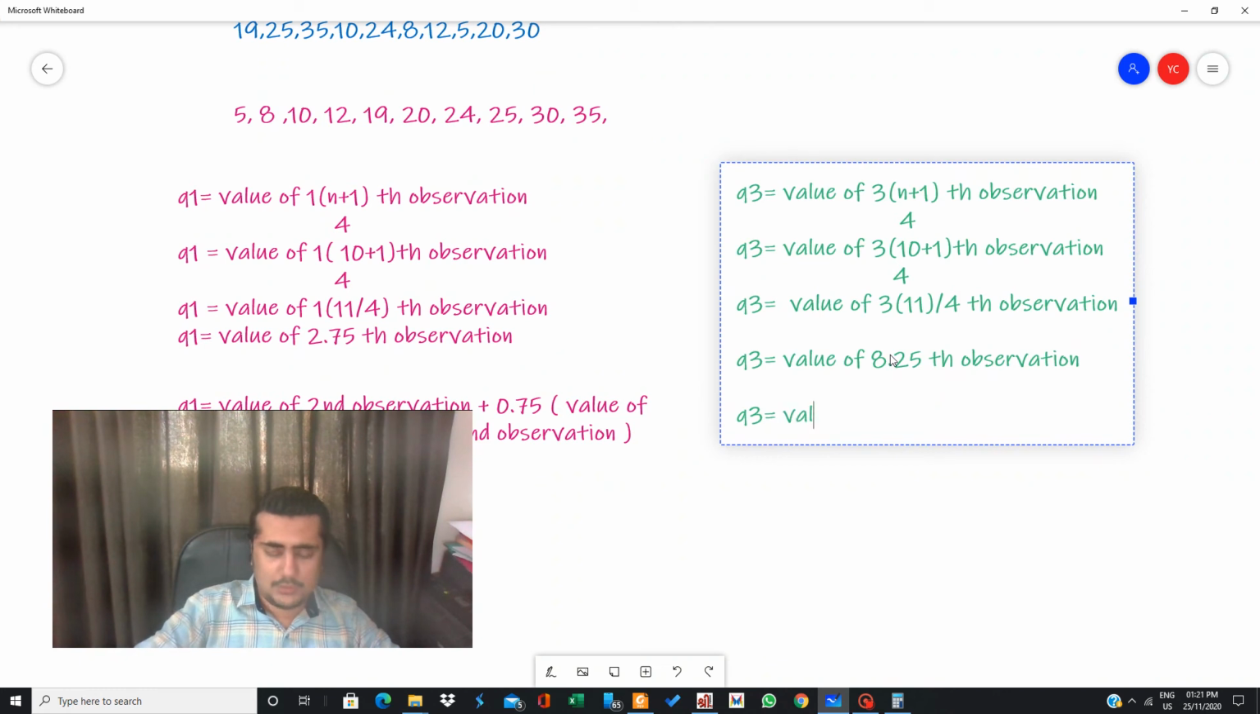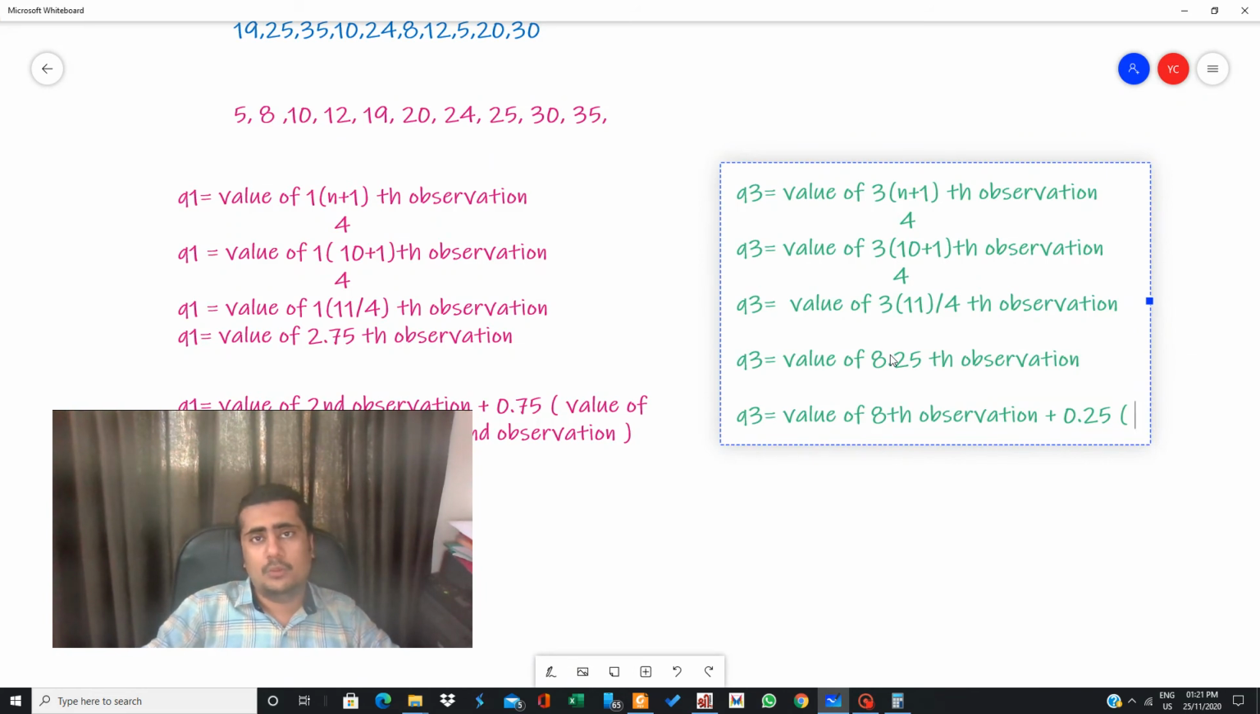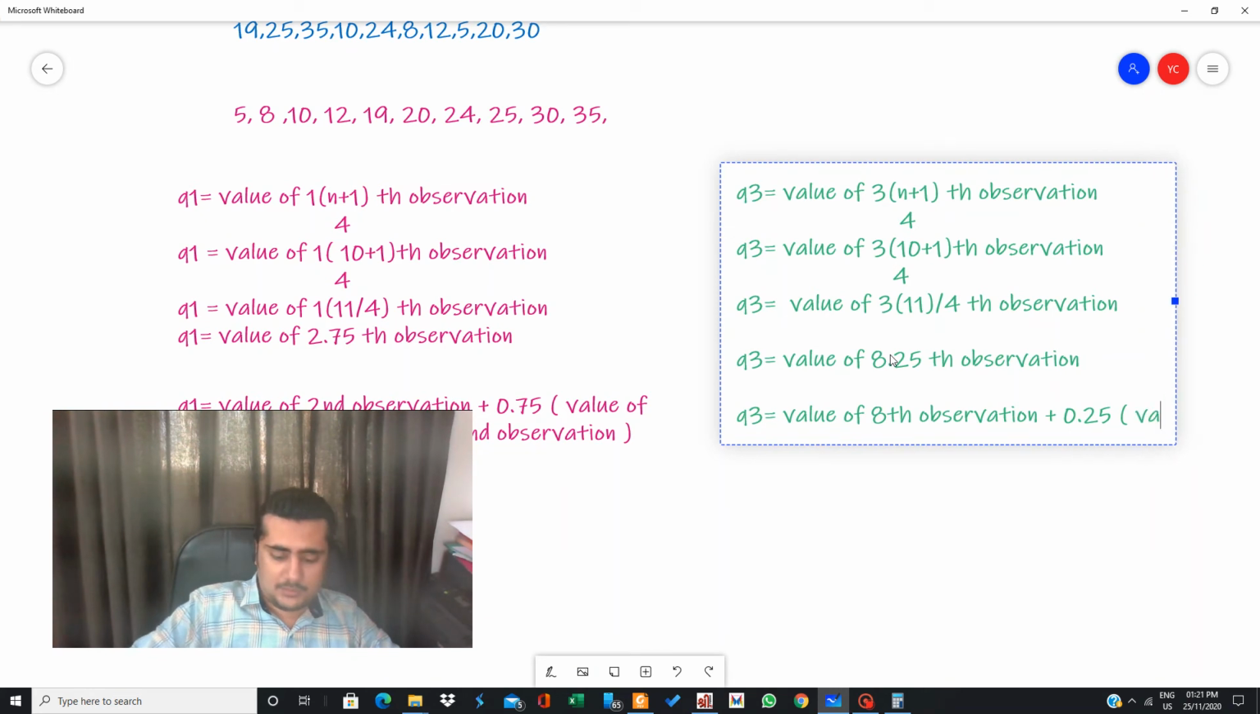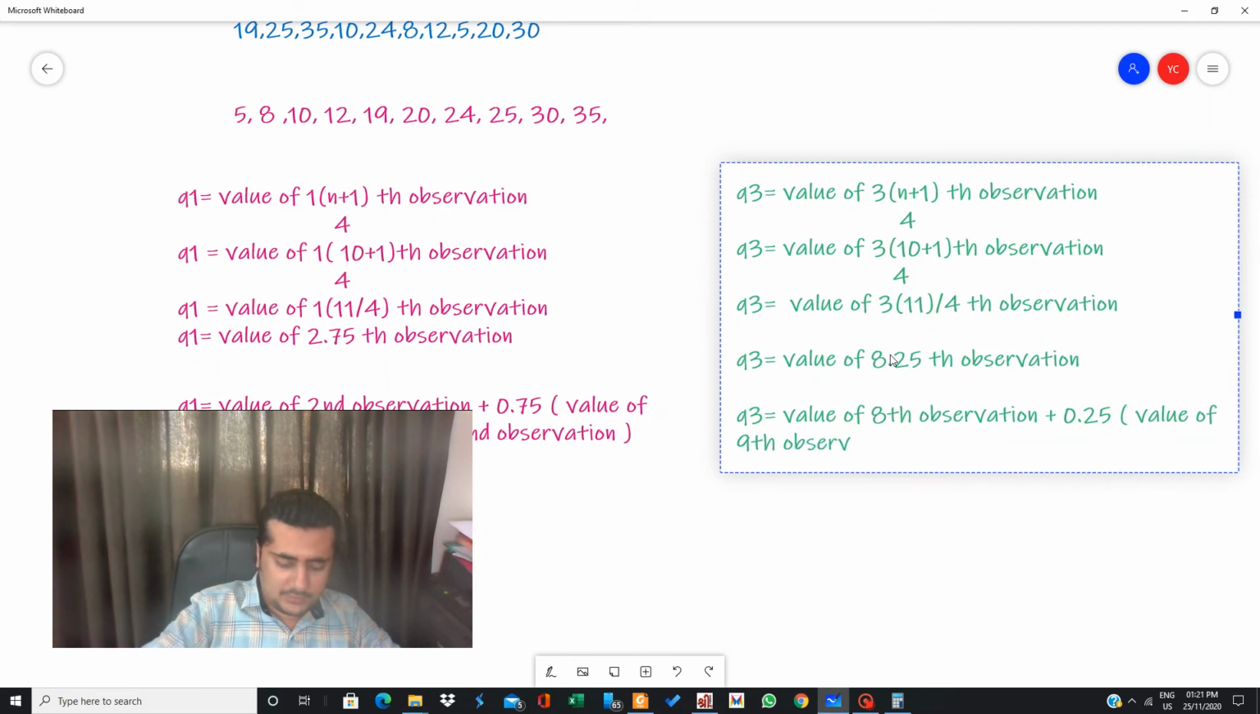Now Q3 is value of 8th observation plus 0.25 into. By what will we multiply this 0.25? 8.25 is in between which two digits? It will be in between 8 and 9. So I'll find the difference of 8 and 9, so it's value of ninth observation minus value of 8th observation.